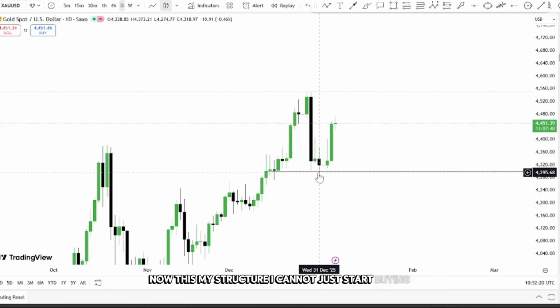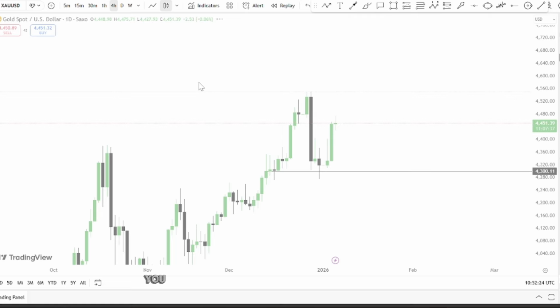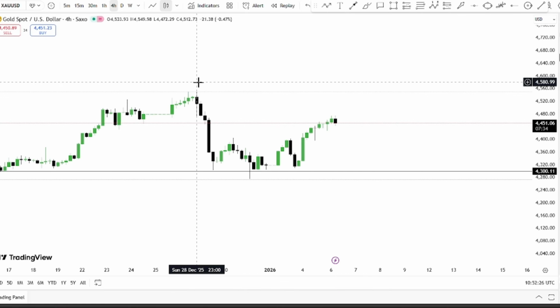I cannot just start buying when the market touches this line. You cannot just buy when the market touches this line. The logic behind confirmation entries is that you let price show its hand first. Price must show its hand first.